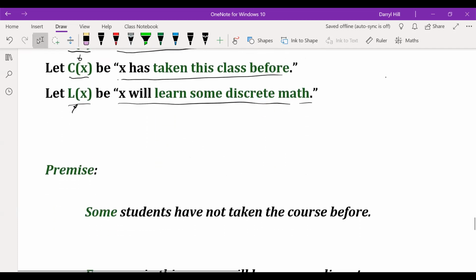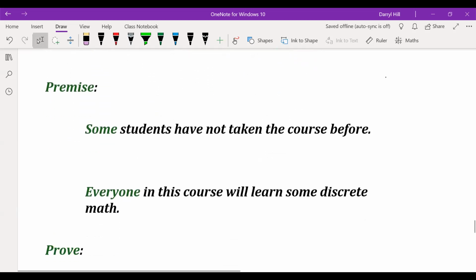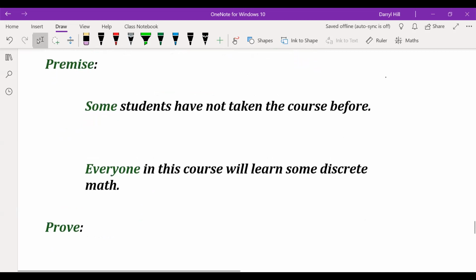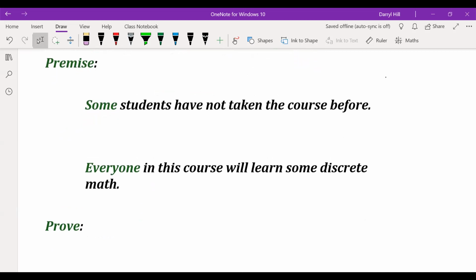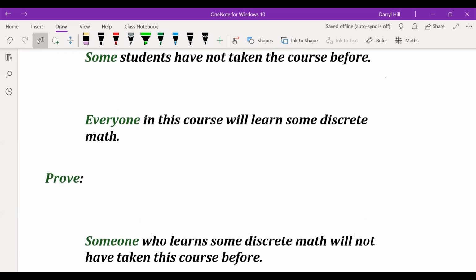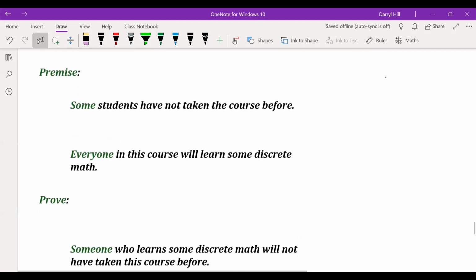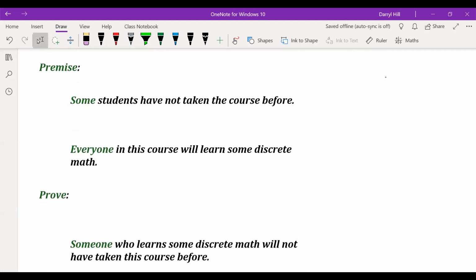All right, so let's look at our argument then. The premises are: some students have not taken the course before. Everyone in this course will learn some discrete math. And we want to prove that someone who learns some discrete math will not have taken this course before. So let's shrink that a little bit. All right, some students have not taken the course before. So we want to build our expression here. Which quantifier is that? Some students.